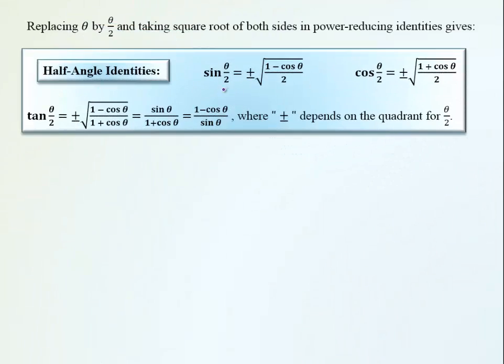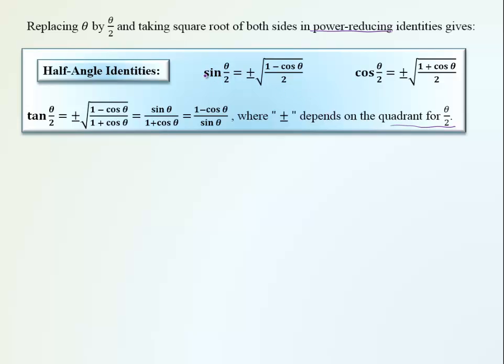And the next bunch of identities, I will leave it up to you to check. It's enough to replace theta by theta half in power-reducing identities and then take the square root on both sides to obtain identities for half angle. So sine of half angle is, since we're taking the square root, we have to use plus or minus sign. The decision as to which sign to take should be made by looking at the angle theta half, in which quadrant this angle happens to be.